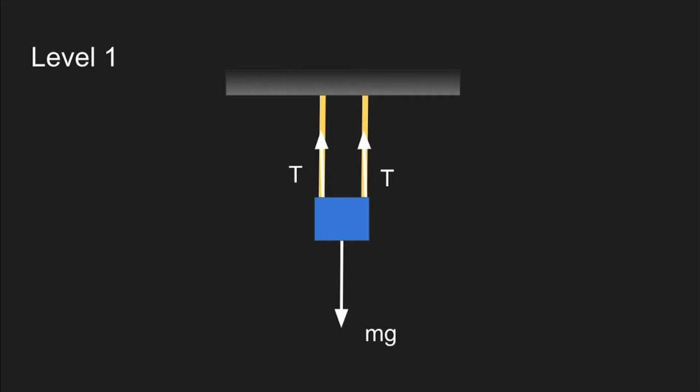Since now we have two T's going upward, and acceleration is 0, F net is equal to 2T minus mg. If you solve for T, you get mg divided by 2. This is half of what we had earlier, right? So the moral of the story is that if you add more ropes, you distribute the force.